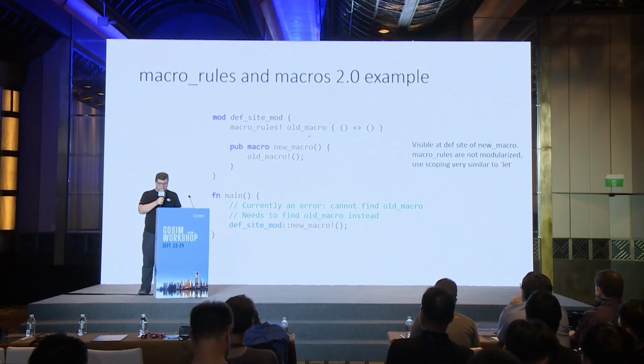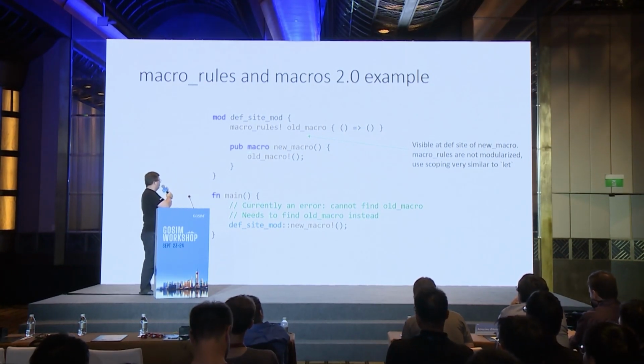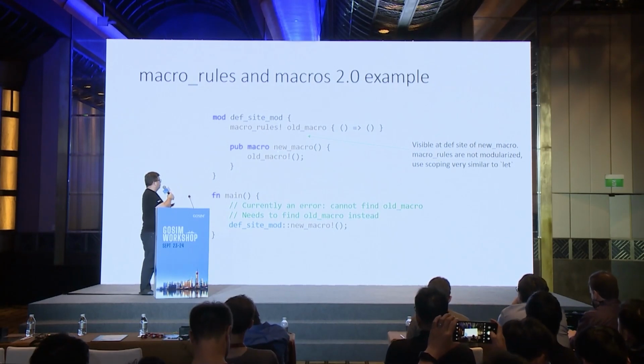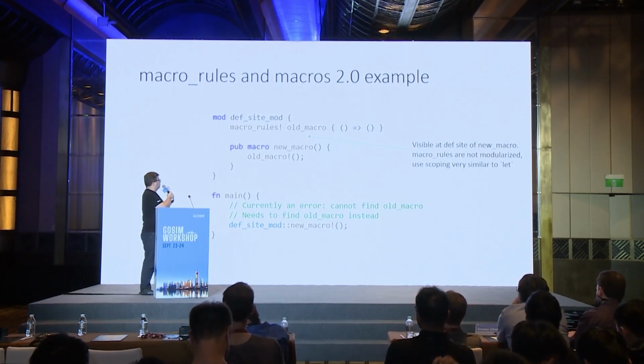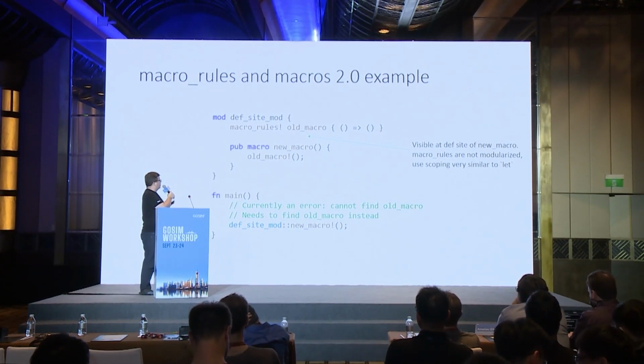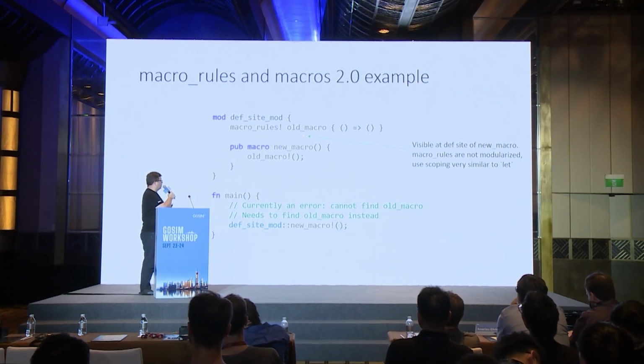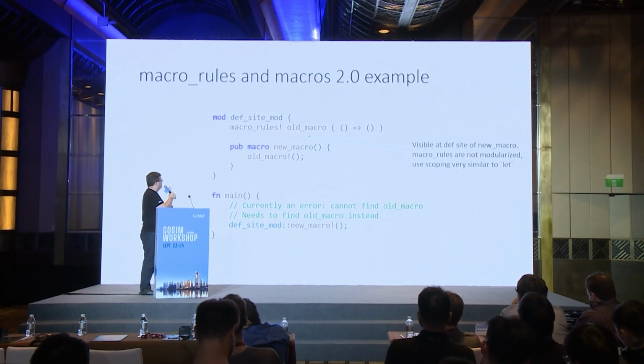And the example with macro rules: here we have a macro 2.0. This is definition site. This is macro rules, which should be visible at definition site. These macros are scoped like let variables, so it is visible only here. But currently, if we call this new macro, it will not find the macro rules macro, because the compiler does not currently record these let-like macros at the definition sites of macros 2.0.